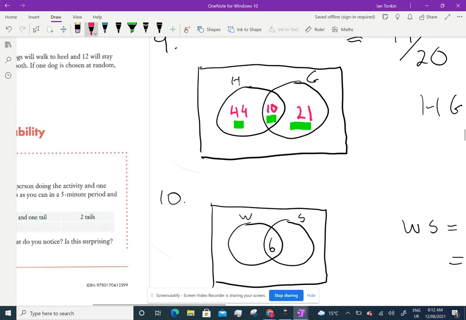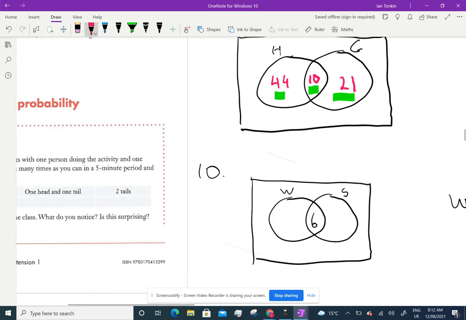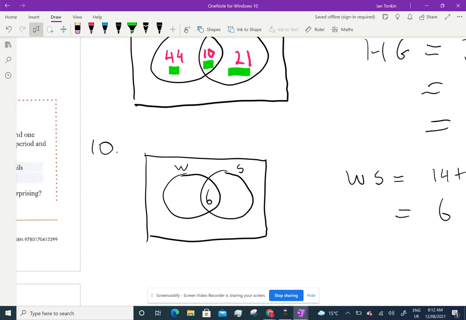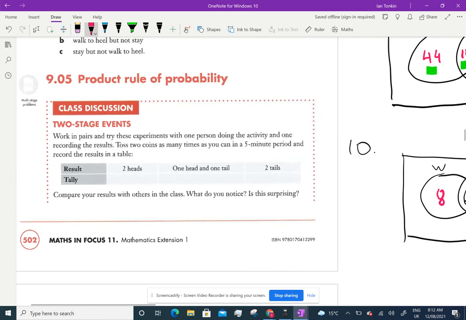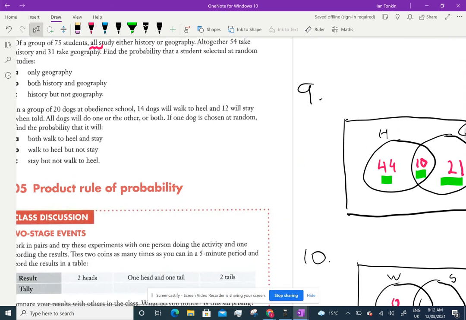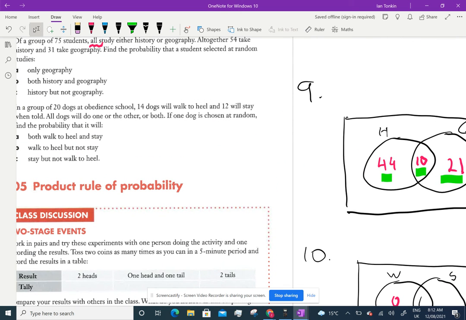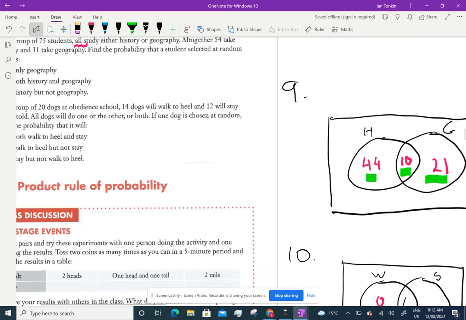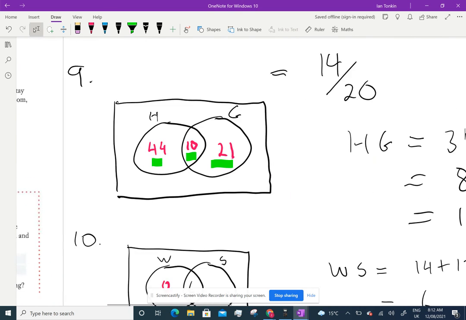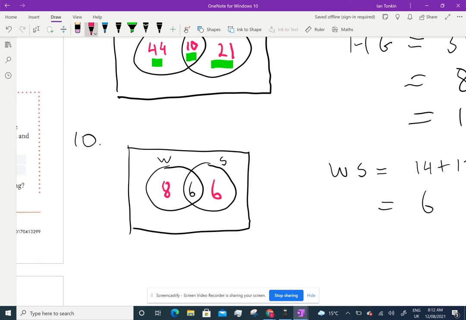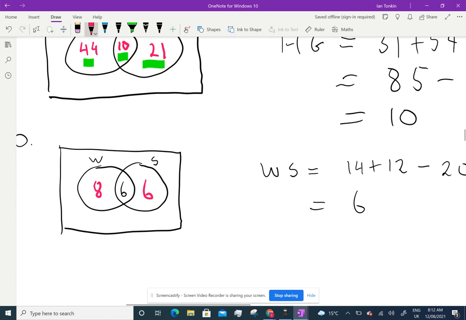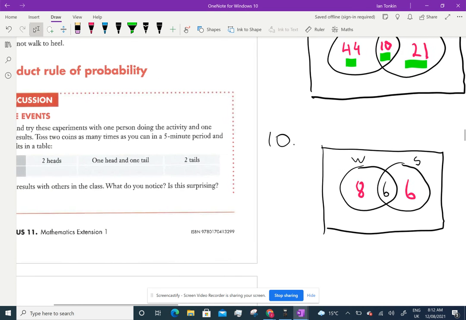How many walk? 14, which means 14 minus 6, that means 8 go in there. And how many, come on, move down. 12 will stay. So 12 minus 6 is 6. Now, those three numbers should add up to the number of dogs, which was 20. 6 and 6 is 12 plus 8, 20. And then you can answer the questions.